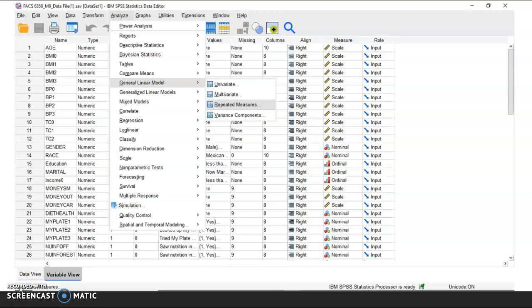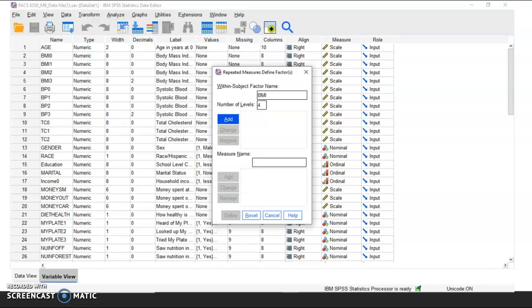Okay, so let's jump into how to do a repeated measures ANOVA in SPSS. So here I have my variables. I will go to Analyze, and then down to General Linear Model, and click on Repeated Measures. From there, I'm going to fill in my factor name and the number of levels.